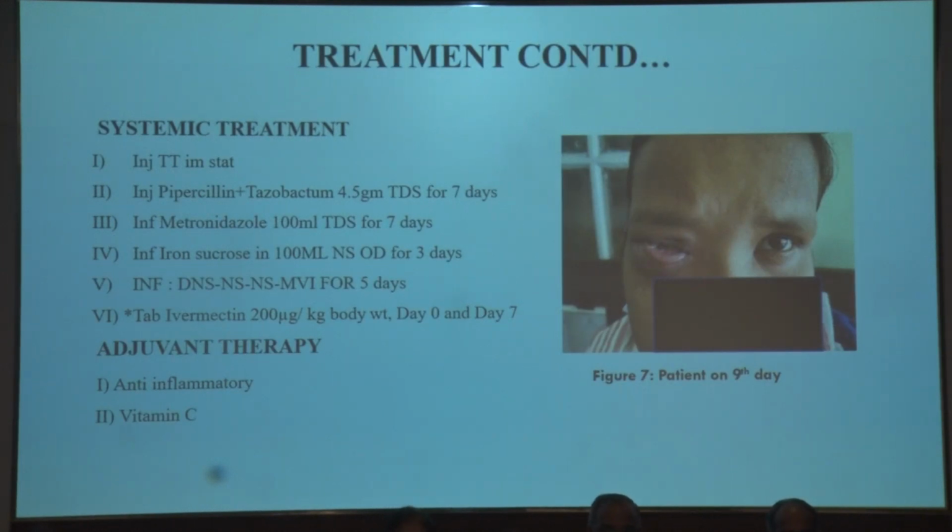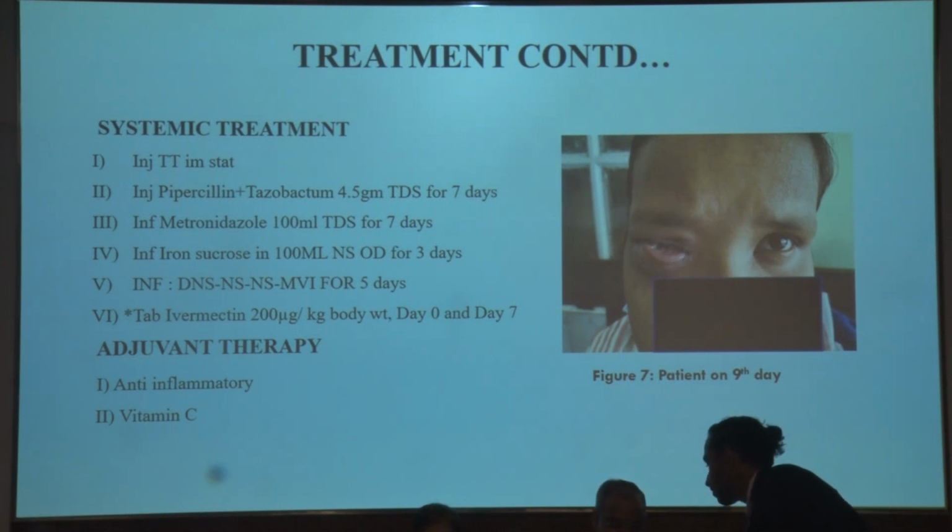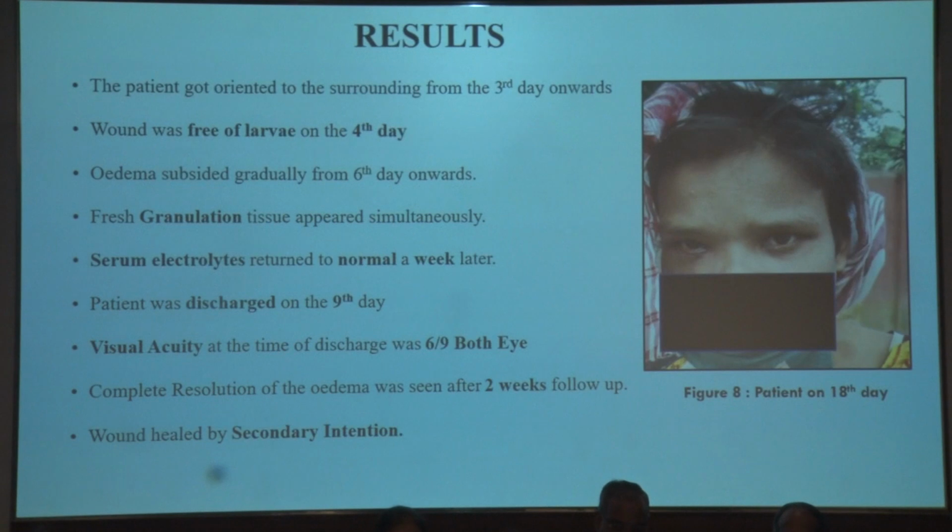So, systemic treatment included a single dose of tetanus toxoid injection, and piperacillin and tazobactam 4.5 gram TDS daily for 7 days, along with infusion metronidazole and iron sucrose. Ivermectin was given, and anti-inflammatory and vitamin C were given as adjuvant therapy.